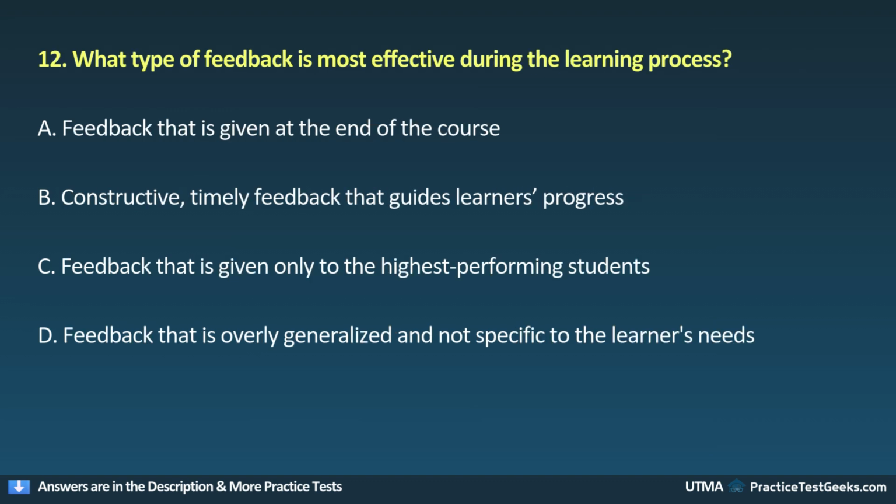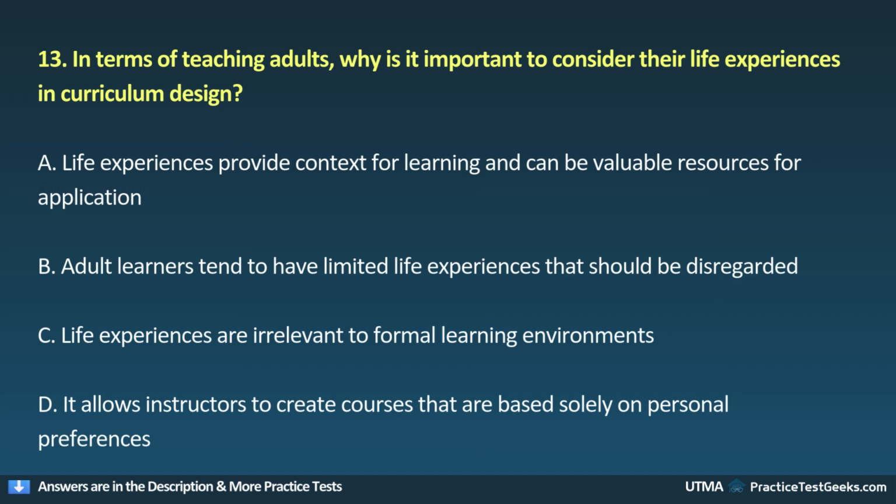12. What type of feedback is most effective during the learning process? A. Feedback that is given at the end of the course. B. Constructive, timely feedback that guides learners' progress. C. Feedback that is given only to the highest performing students. D. Feedback that is overly generalized and not specific to the learner's needs.